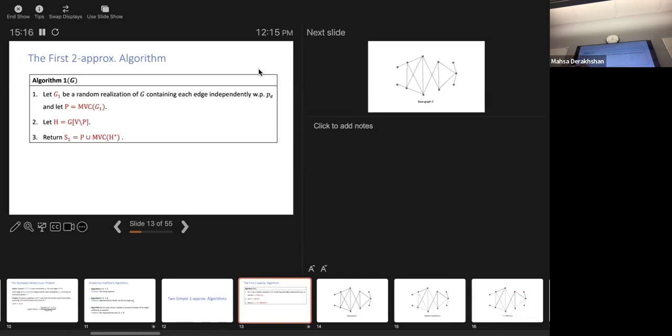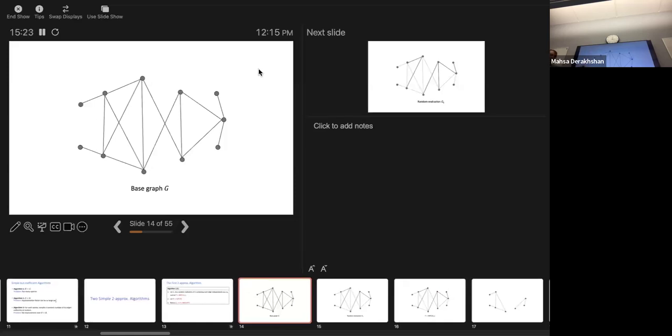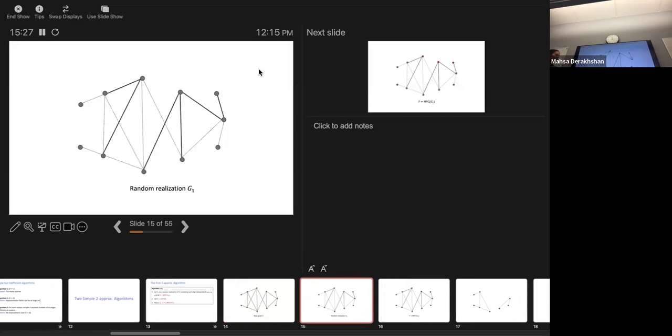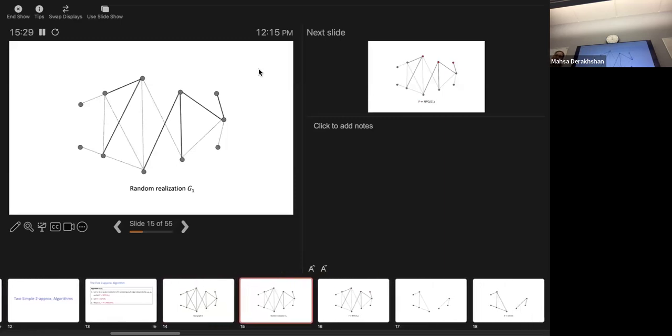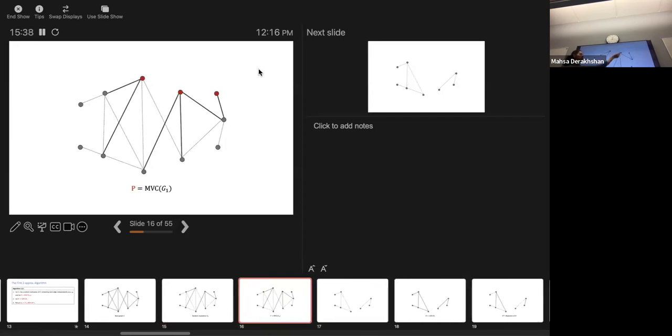Okay, so in this algorithm, I will show you an example to make it more clear. Say this is our graph G. We draw a random realization, G1, just taking any edge independently with its given probability. The first step is to take a minimum vertex cover of this graph. Here, the red vertices are a minimum vertex cover. So these will be our final solution.